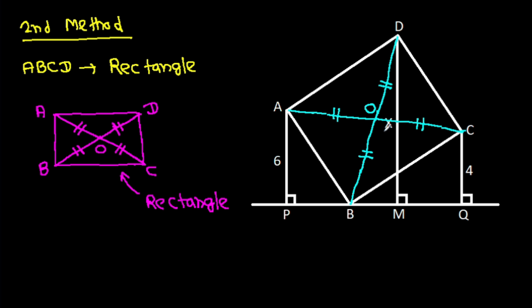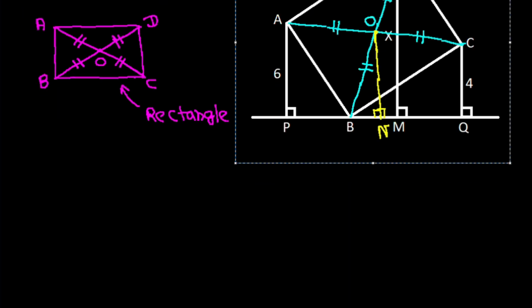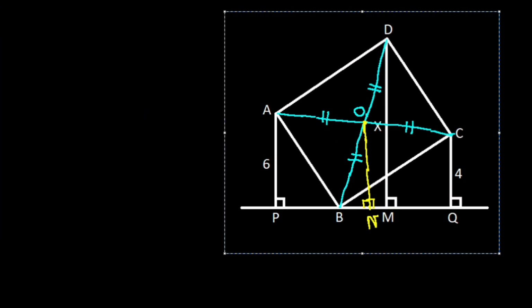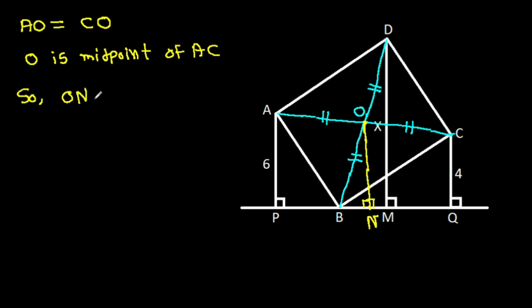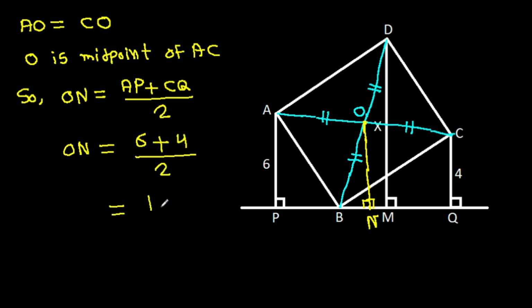And now from point O, if we make a perpendicular on PQ, suppose this point is N, then we have AO is equal to CO, that means O is the midpoint of AC, so ON will be AP plus CQ over 2, and ON is equal to AP is 6 plus CQ is 4 over 2, and it is 10 over 2, that will be 5. ON is 5.